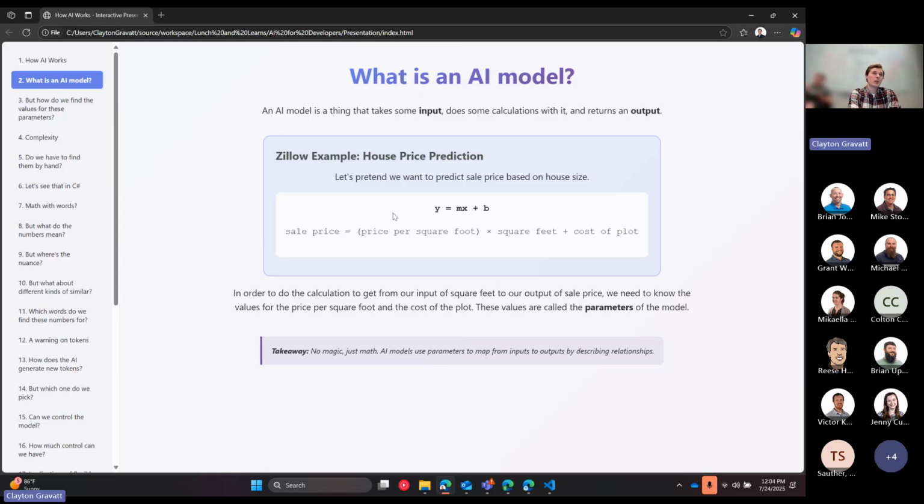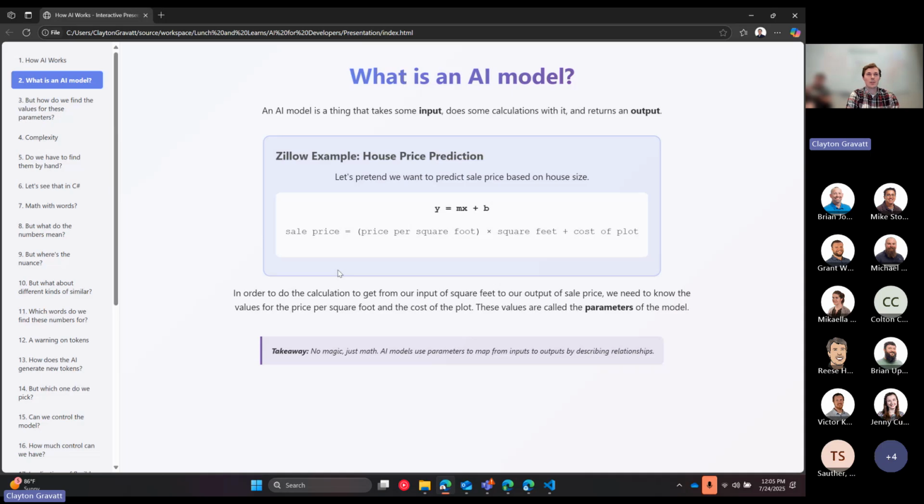It might look like a very familiar math formula you saw in school. y = mx + b. Very simple linear equation here, where our y is our sale price, our m is our price per square foot, our x is the square feet of the house, and b is, let's say, a fixed cost of the plot of land that house is on. So in order to do our calculations, to go from our input, the square feet, to our output, the sale price, we need to know those values for the price per square foot and the cost of the plots. We need to be able to find our m and our b.